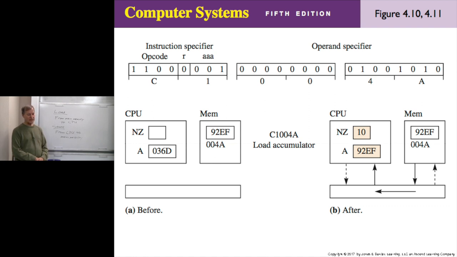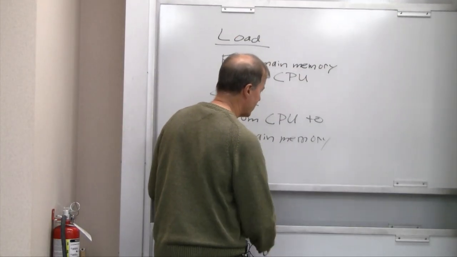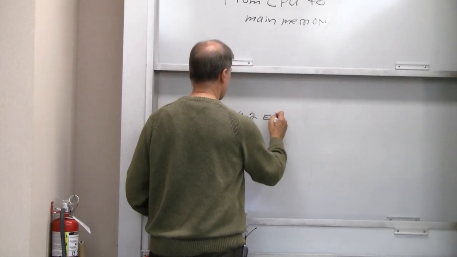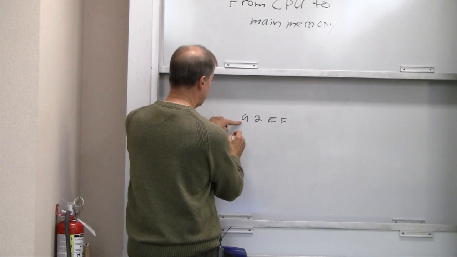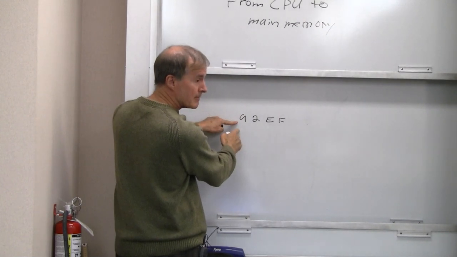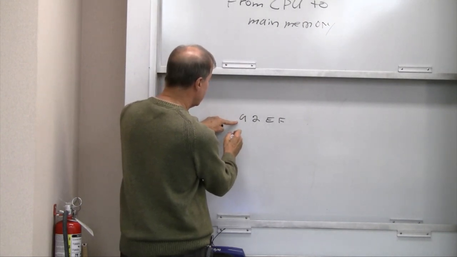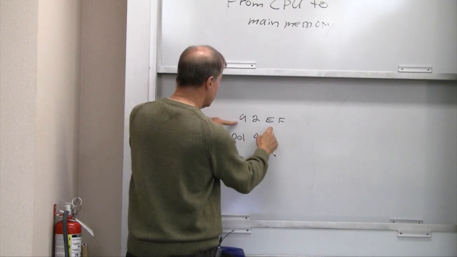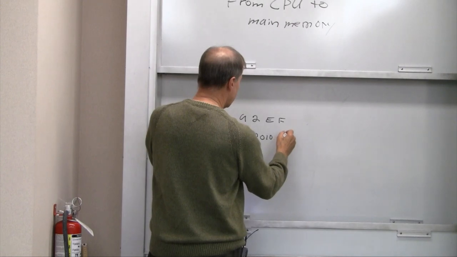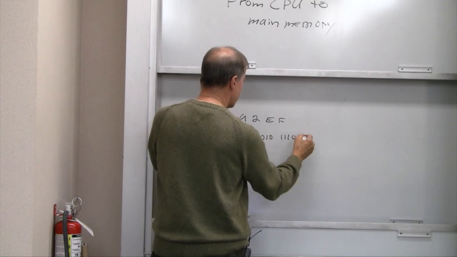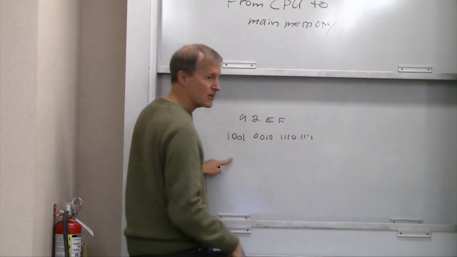Because that quantity, 92EF, if you write it in binary, what is 9 in binary? What are the 4 bits for 9? 1001, and then the 2 is what? 0010, right? The E is what? 1110, and the F is what? 1111. So this is what gets sent to the accumulator.